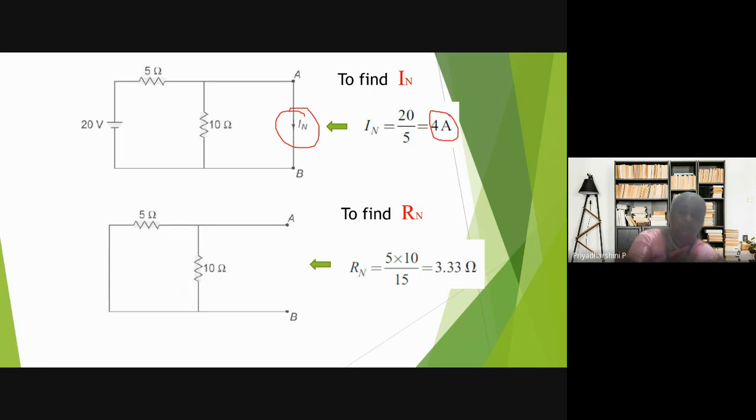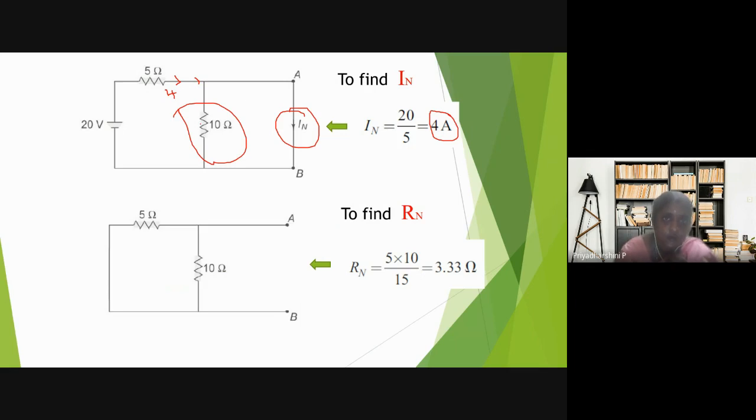Then everyone will be having a question: what will happen to this 10 ohms resistor? Yes, you are having the question, right? The 20 divided by 5 is going to be 4 amps. The 4 amps is flowing like this, then it is going to come here, and then it has to be divided. Just have a look.